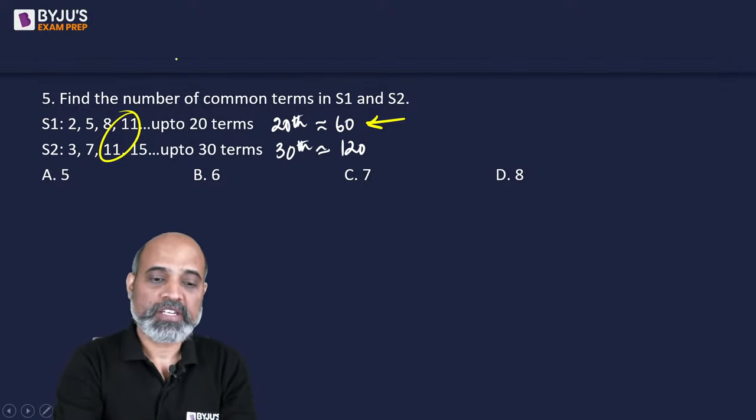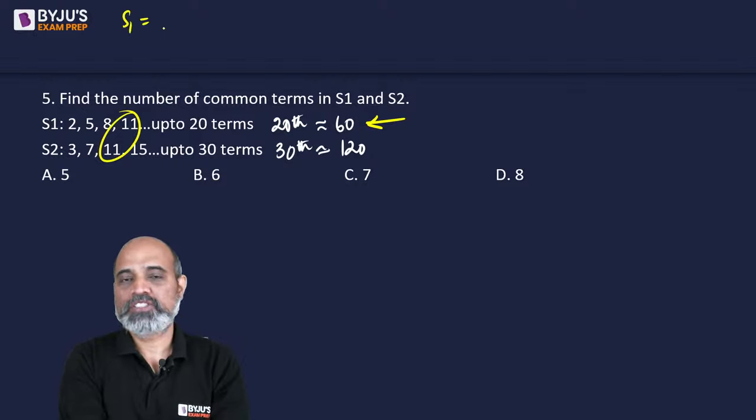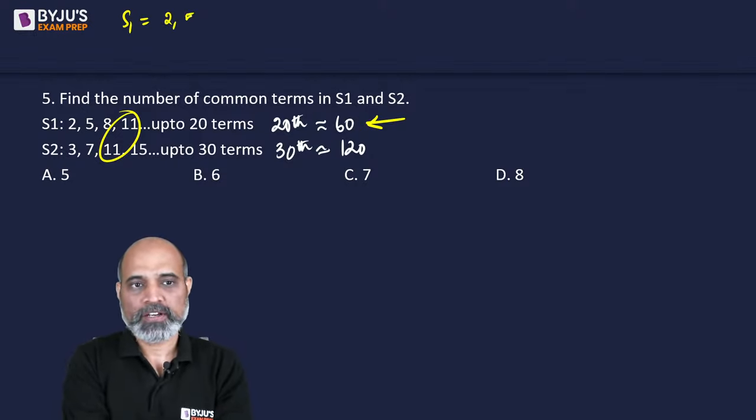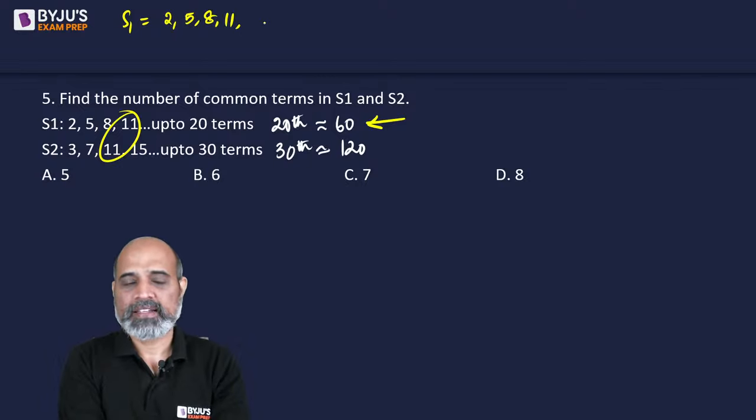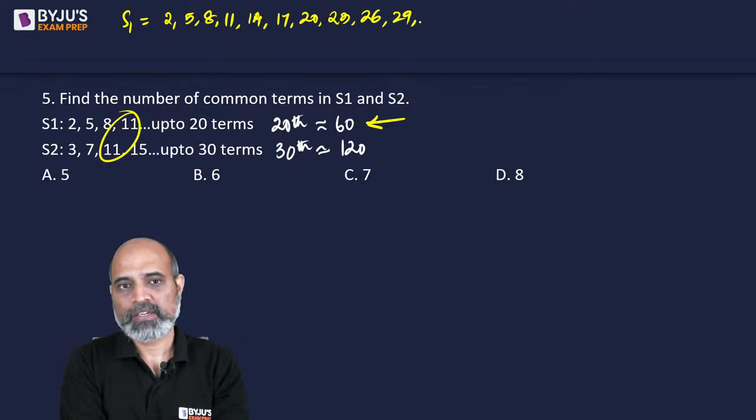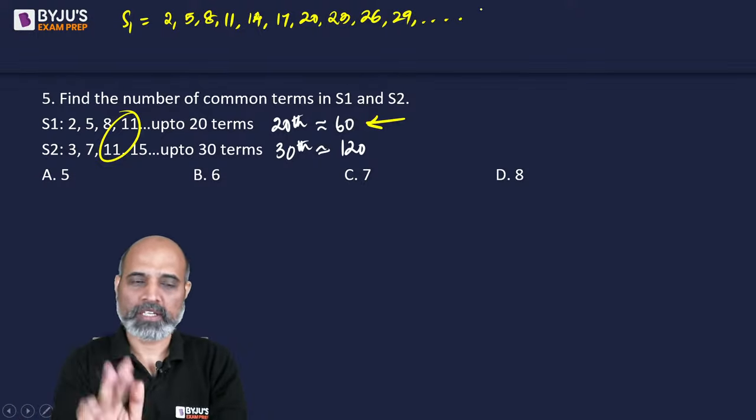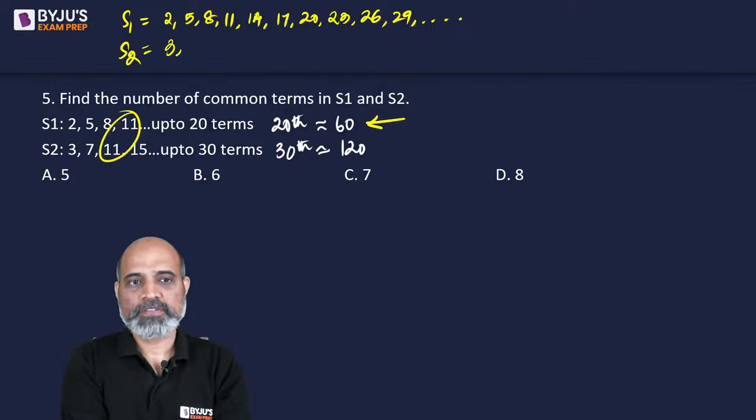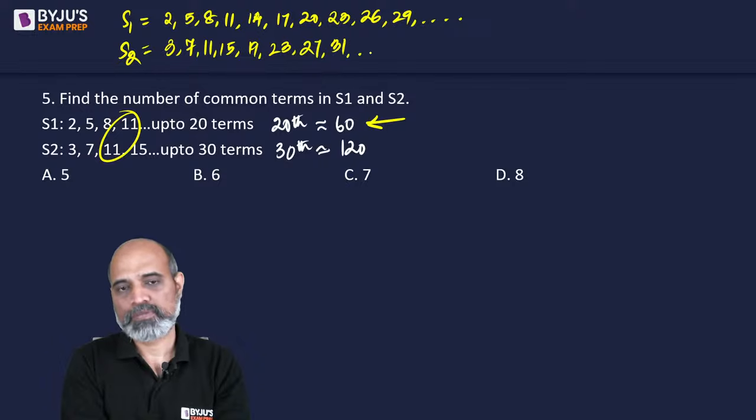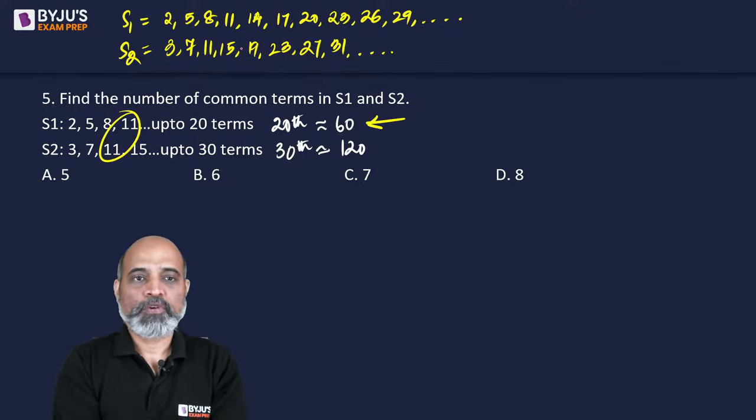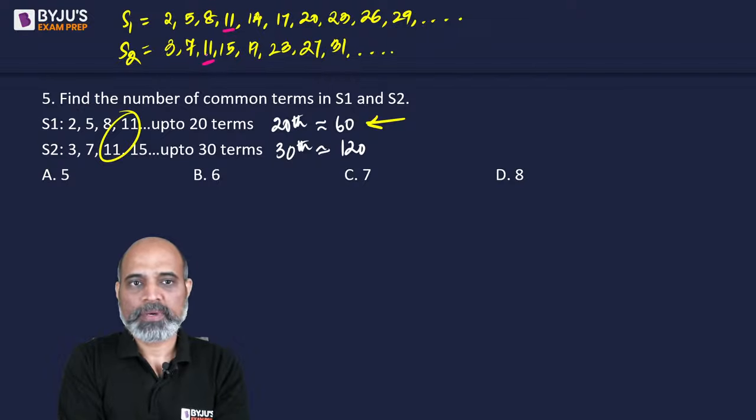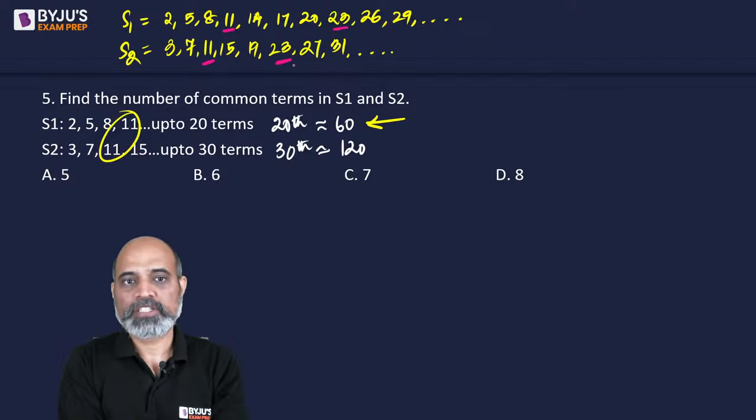The first approach is, I'll write down both the series to a certain extent. I wrote 2, 5, 8, 11, and then there will be a jump of 3, jump of 3, and so on. We are not writing till the last, just a little distance. The second series starts with 3, there is a jump of 4, jump of 4, and so on. Now what you will find is the terms that are common are 11, and after 11 the next common term is 23.